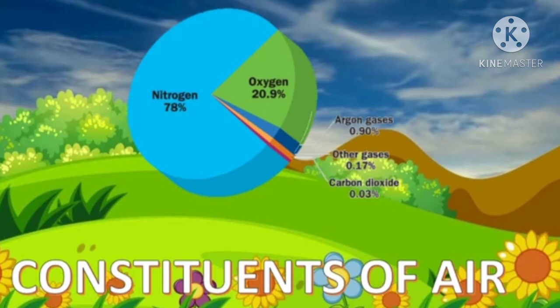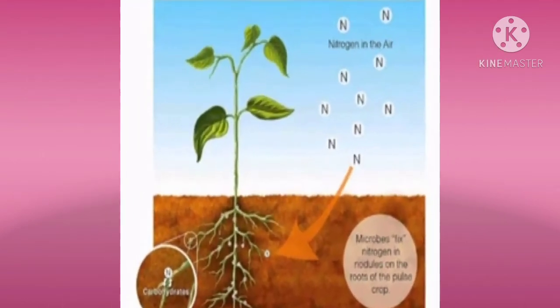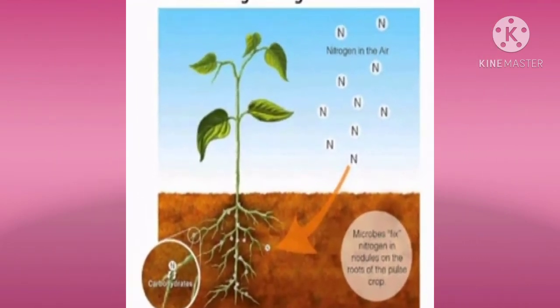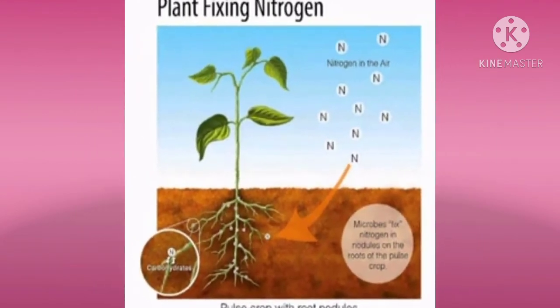So, look at the diagram and understand it. Nitrogen is the most plentiful gas in the air. When we inhale, we take some amount of nitrogen into our lungs and exhale it. But plants need nitrogen for their survival. They cannot take nitrogen directly from the air. Bacteria that live in the soil and roots of some plants take nitrogen from the air and change its form so that plants can use it.